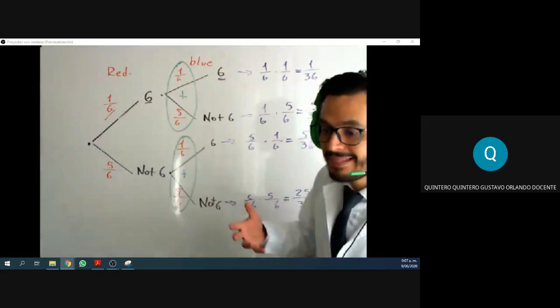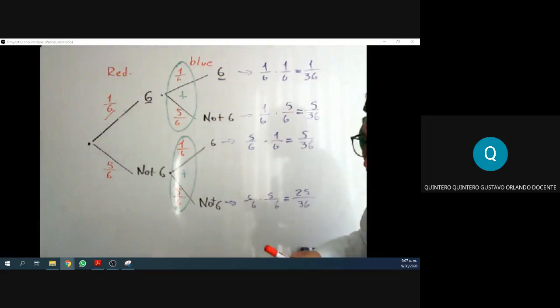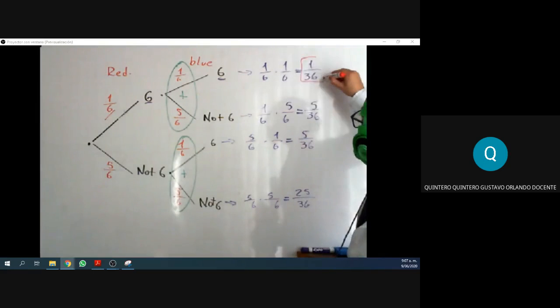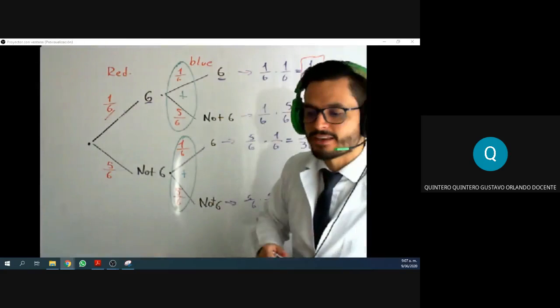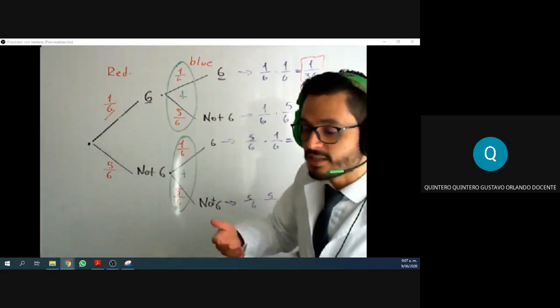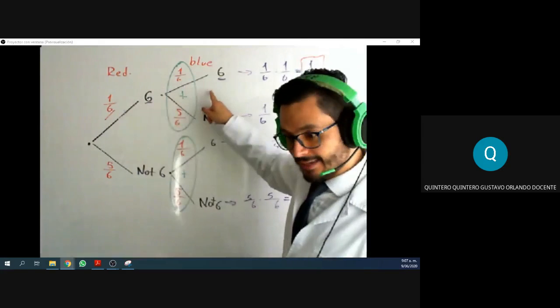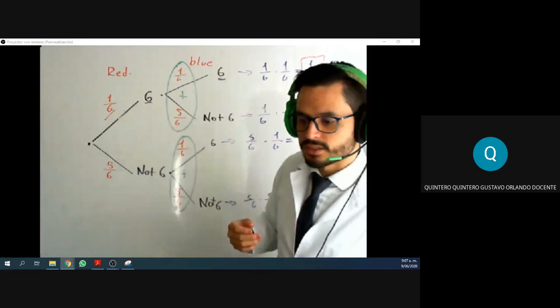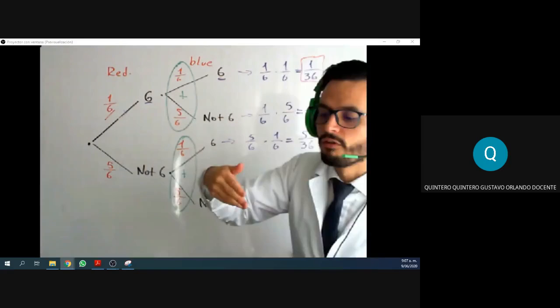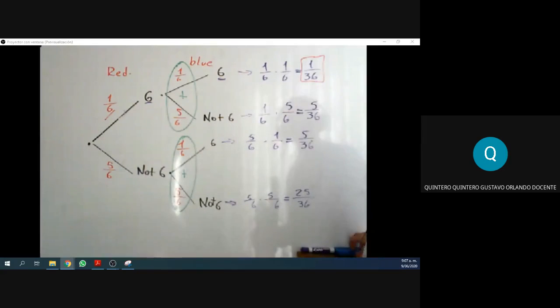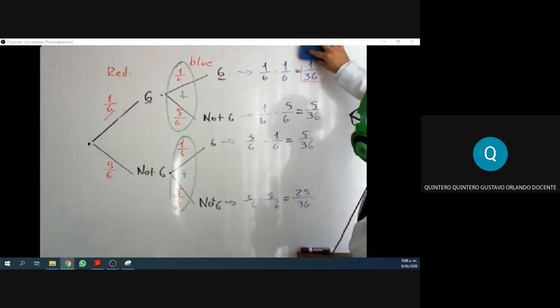Now, let's continue with our diagram. We can expand these. So the first answer is, of course, 1 over 36. That is going to be the first answer. Why? Because the question was finding the probability of getting 6 and 6. That is the double 6 of the question. The probability is 1 over 36. Let's see if we have more questions in the book.